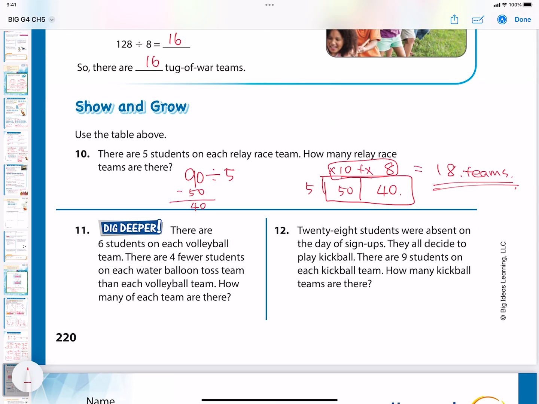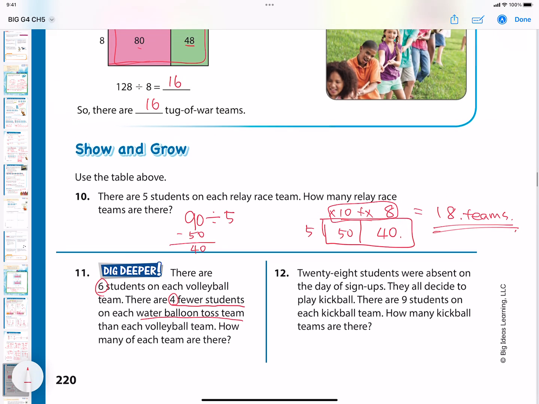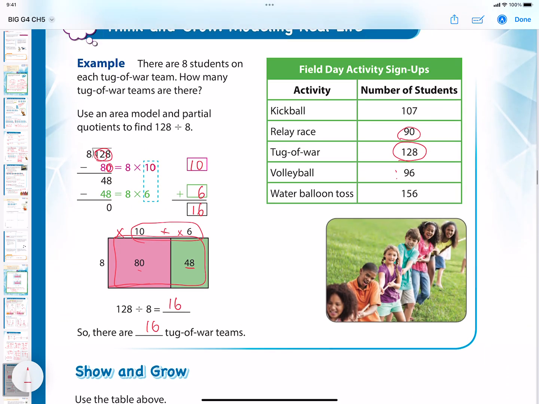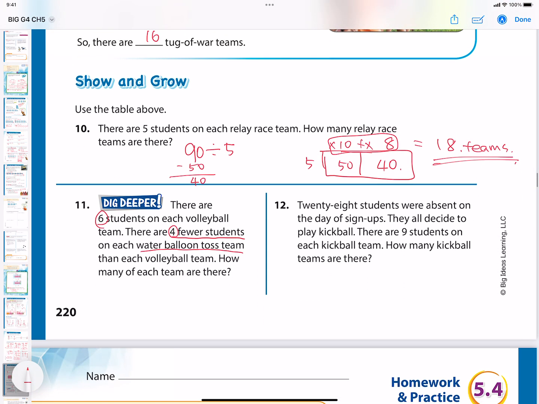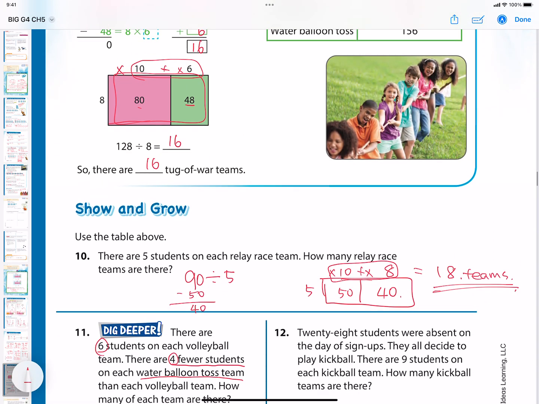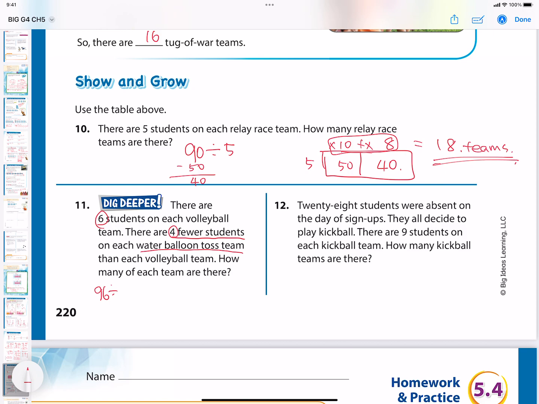There are 6 students on each volleyball team, and there are 4 fewer students on each water balloon toss team than each volleyball team. How many of each team are there? Okay, let's find out. First of all, let's find out the volleyball team, which is here. 96 students are playing volleyball, right? Yes. And then each team has 6 students.